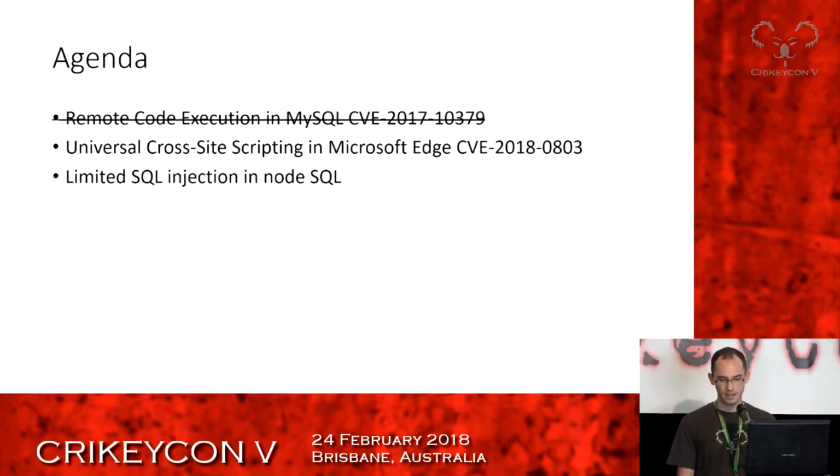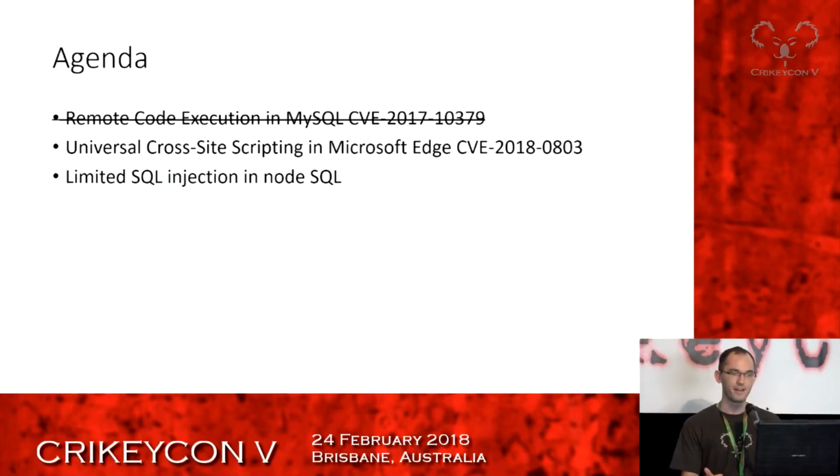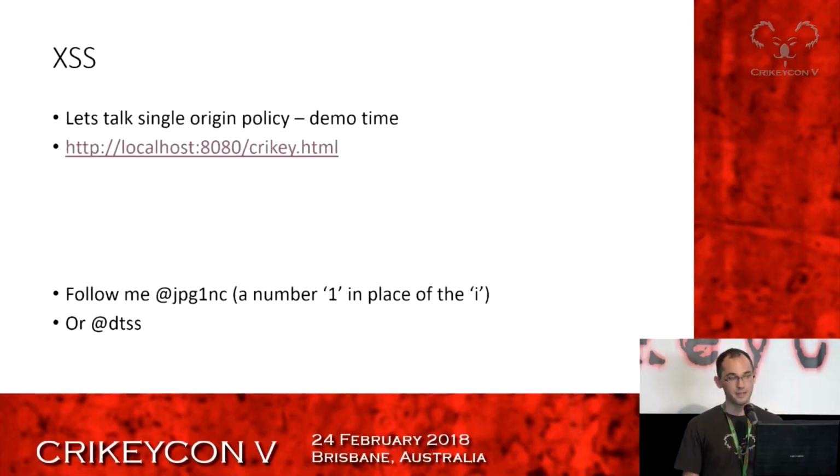So the plan was just to talk about some vulnerabilities that I found last year, and I was going to talk about a novel remote code execution bug I found in MySQL, but unfortunately, while I was preparing for the talk, I found another vector for the same issue, and they need to patch it, so I can't talk about that one. But as a consolation prize, I'm going to talk about this cool SQL injection thing that I found in Node MySQL. So hopefully it'll be interesting. I'm also going to talk about some universal XSS that I found in Microsoft Edge last year.